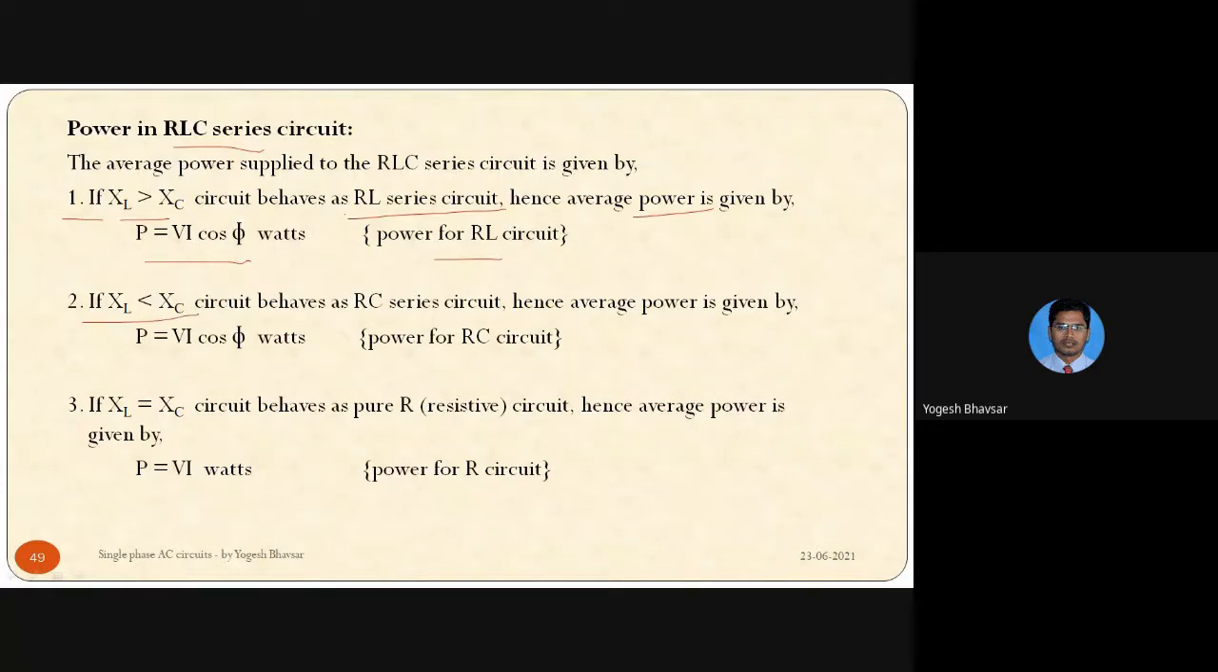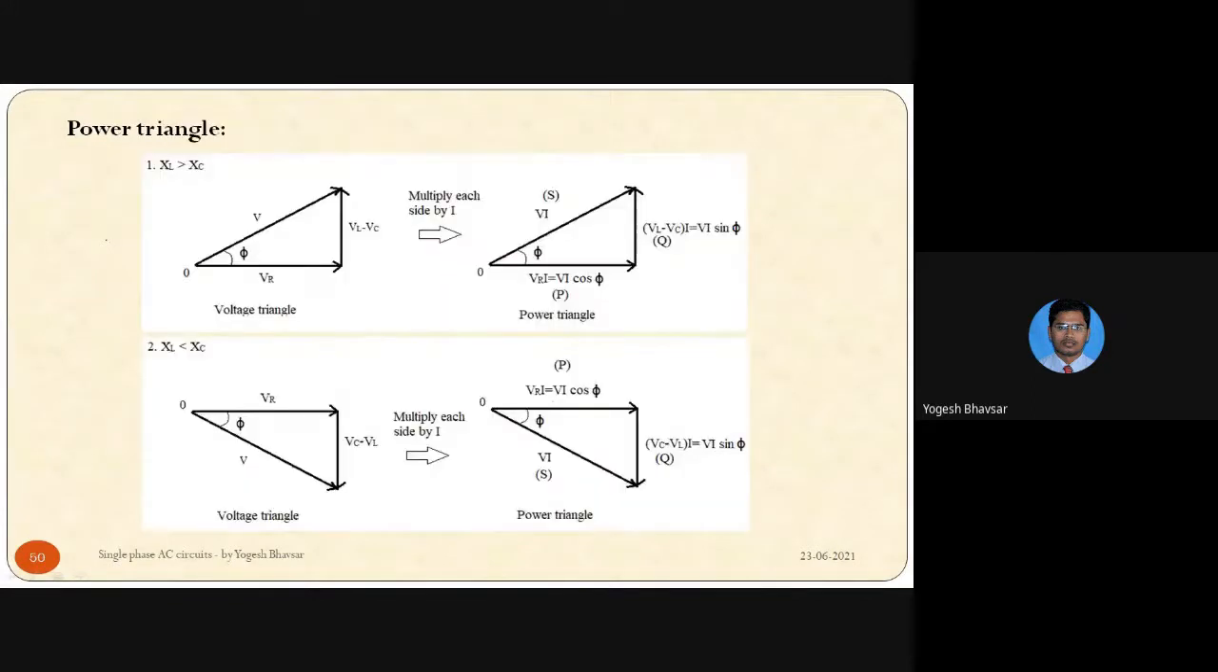For the second condition, XL less than XC, the circuit behaves as an RC series circuit. The average power is VI cos phi, the same equation. And for XL equal to XC, the circuit behaves as a purely resistive circuit, and the total power will be P equal to VI. Cos phi will be 1 for a purely resistive circuit, so it will be only voltage into current. So these are the different power formulas for RLC series.